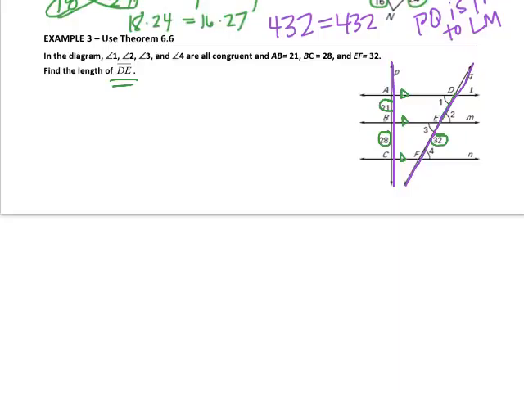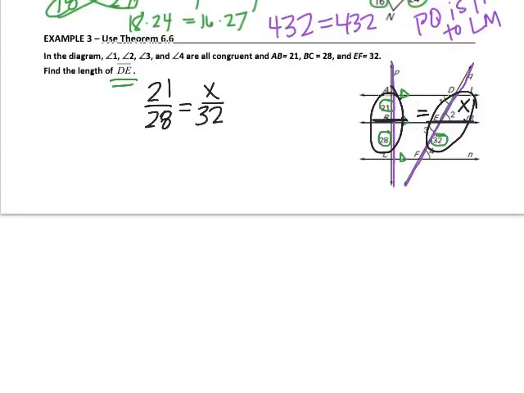So literally all we have to do is set up a proportion, and we don't know what this one is, so I'm going to say that this fraction, 21 over 28, is equal to this fraction, x over 32. I'm just pulling the information off of the picture to set up my proportion. Now sometimes when you see these problems, they may be in a different position, they may be turned a different direction, but all you have to do is recognize that there are 3 parallel lines, 2 transversals, and set up that proportion.